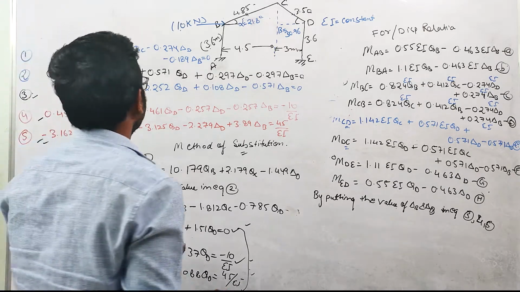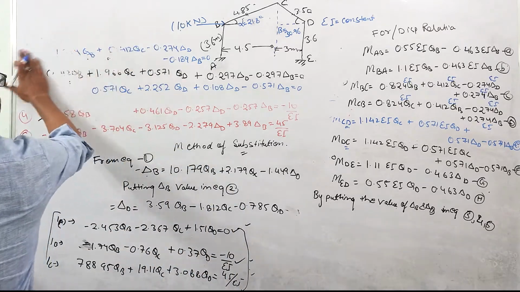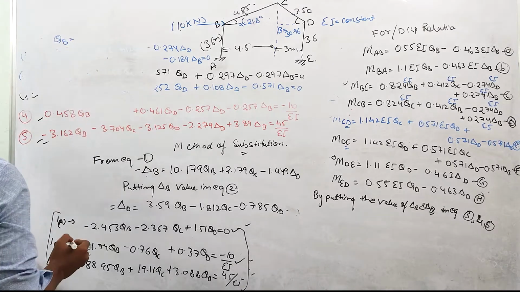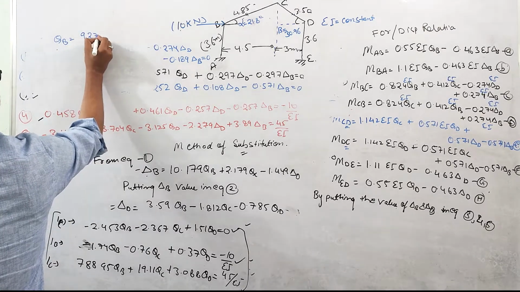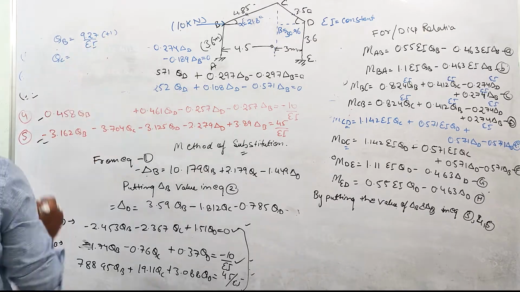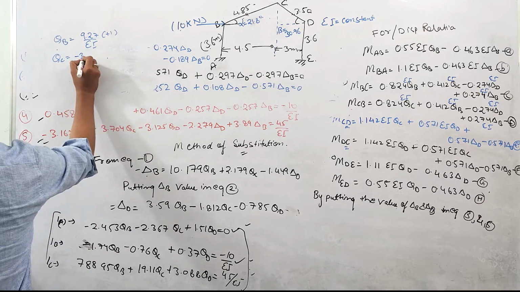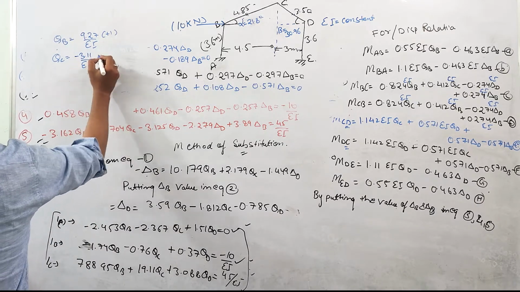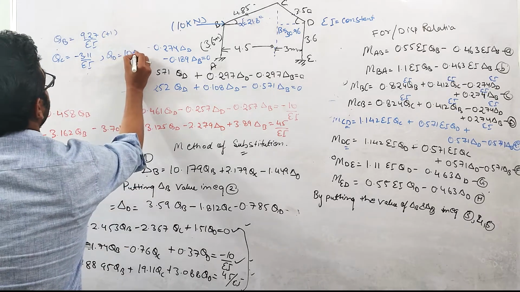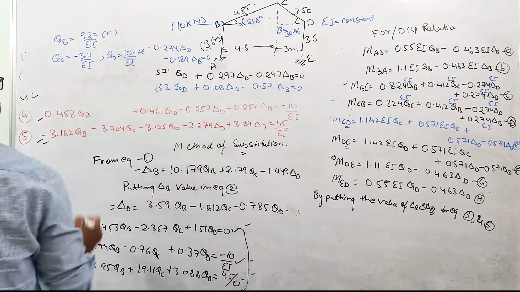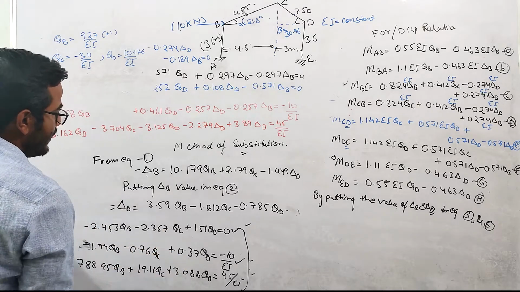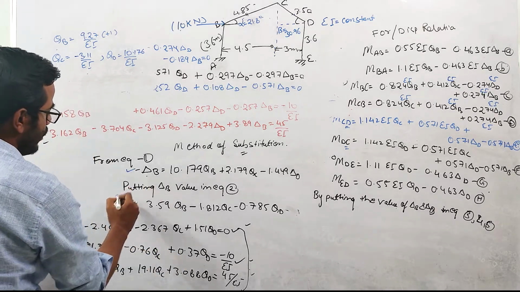The value of theta B comes out to be 9.27 over EI, which means clockwise rotation. Theta C value is minus 3.11 over EI, and theta D is 10.176 over EI. So we got the values of theta B, theta C and theta D. Now we'll put these values into these two equations.